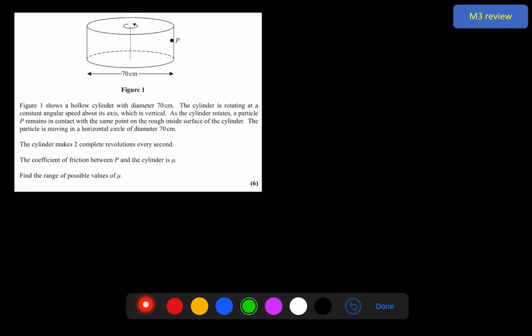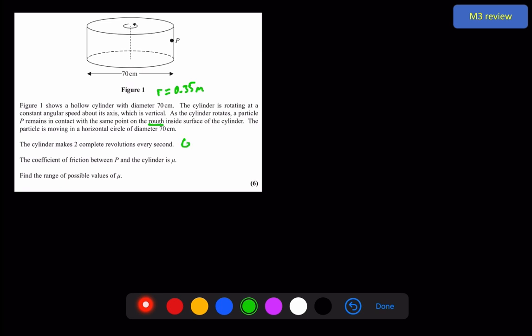Figure 1 shows a hollow cylinder with a diameter of 70 centimeters. So there's our radius of 0.35 meters. The cylinder is rotating at a constant angular speed about its axis, which is vertical. As the cylinder rotates, particle P remains in contact with the same point on the rough inside surface of the cylinder. It's moving in a horizontal circle, same diameter. The cylinder makes 2 complete revolutions every second.